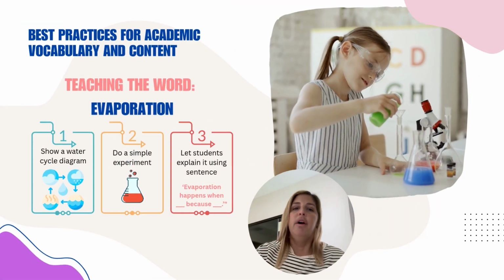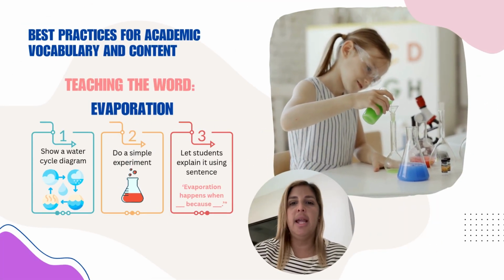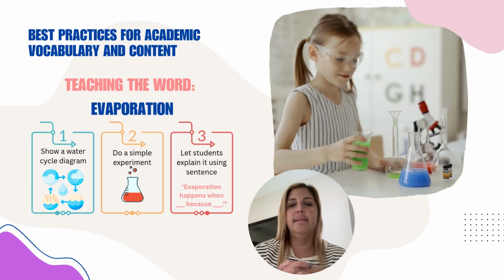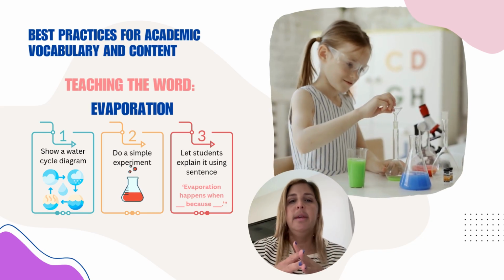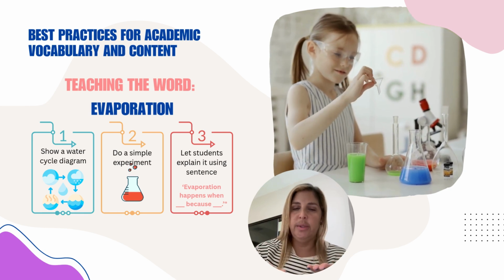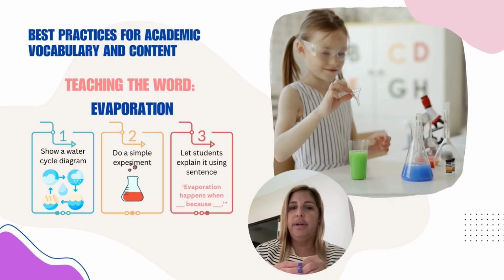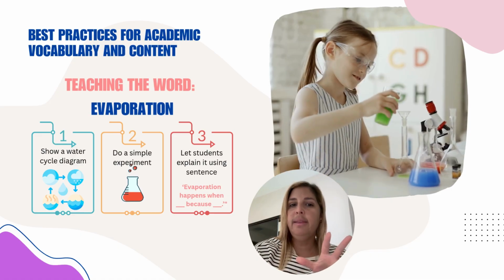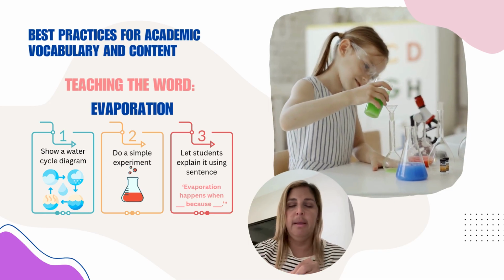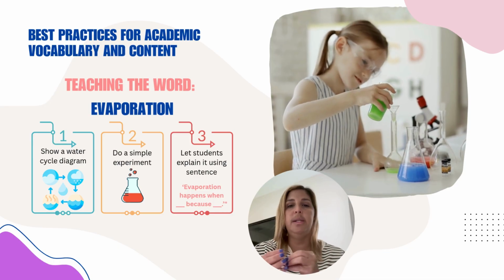An example of best practice for academic vocabulary and content for English language learners can be teaching the word "evaporation" in a science or STEM classroom. The first thing the teacher needs to do is show something visual to the students, for example, using a water cycle diagram. After teaching the water cycle diagram, they can move on to an experiment. Do just a simple experiment where the teacher can model the experiment or the students can do it.